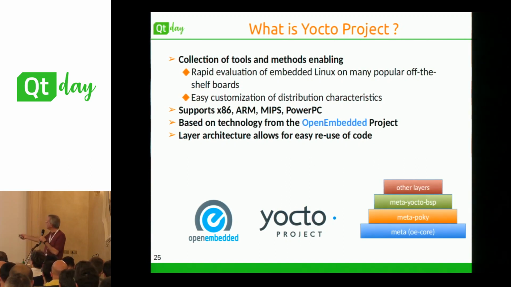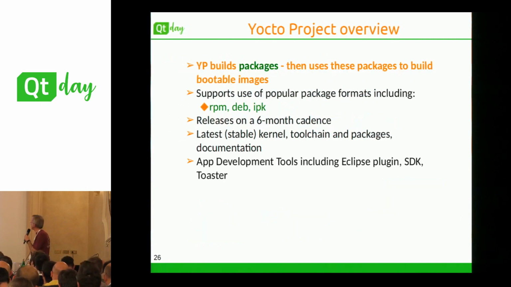The system is based on OpenEmbedded, because OpenEmbedded is contained in the meta layer called OpenEmbedded-Core, where there is the build engine of the system. The Yocto project is composed of packages, and these packages are used to build all the bootable images. It supports the packaging system, so we have packages, but we have also the packaging system.